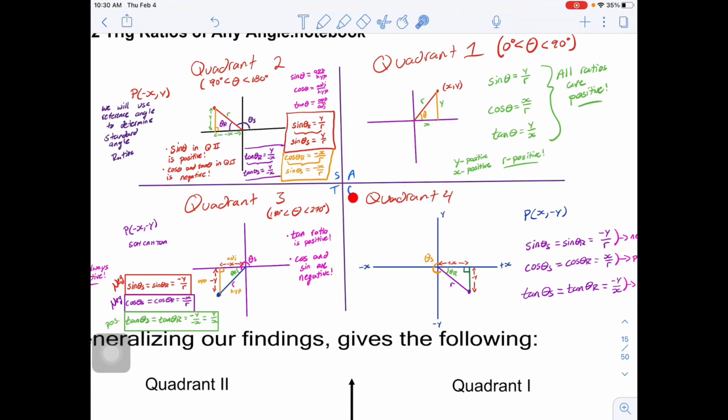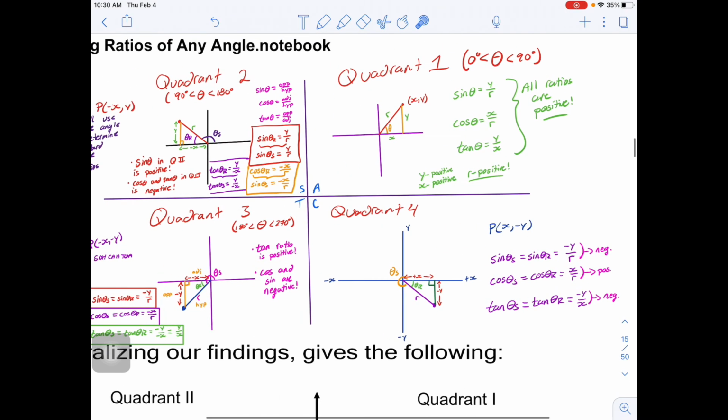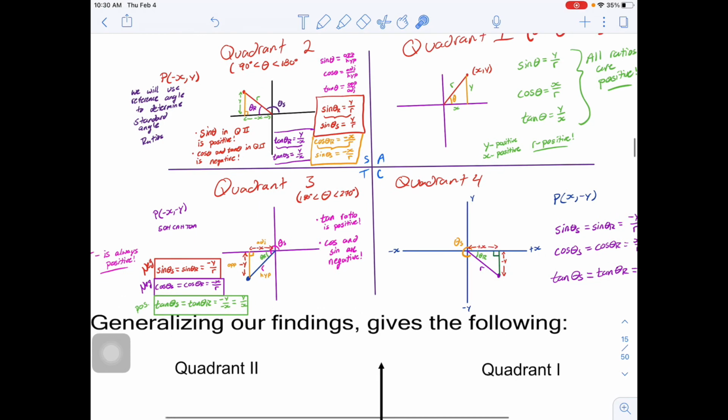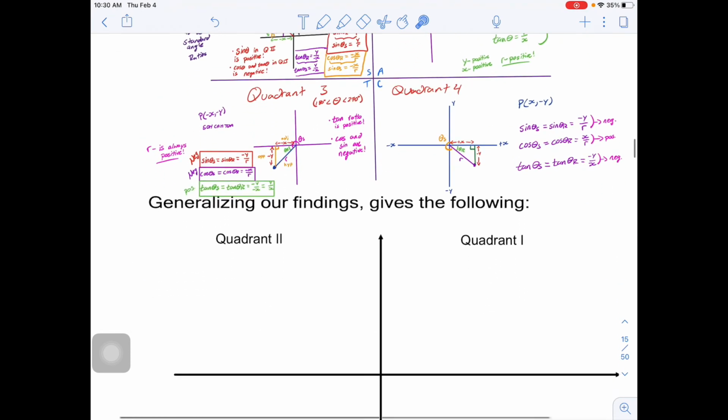What was positive in quadrant 4? Well, we found that cos was the only positive ratio. In quadrant 1, we found that all of them are positive. In quadrant 2, what did we find? We found sine was the only positive one. And then tan was the only positive one in quadrant 3, as we can see here. So it's just a way to remember what all that means.